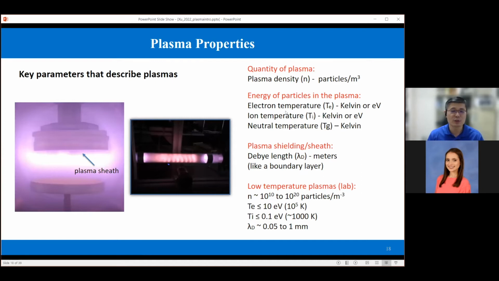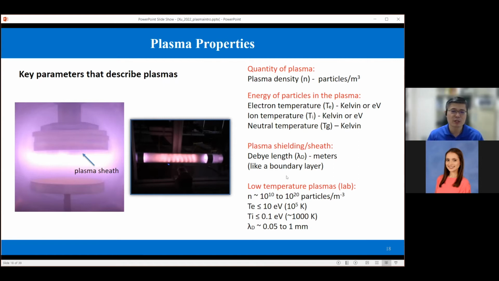For energy, we use temperature. Because a plasma tends to have three different types of particles, electrons, ions, and neutrals, we can often have three different types of temperatures: temperatures of the electrons, of the ions, and of the neutrals. And oftentimes they are different from each other, sometimes very different from each other.